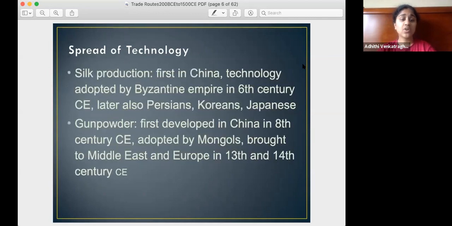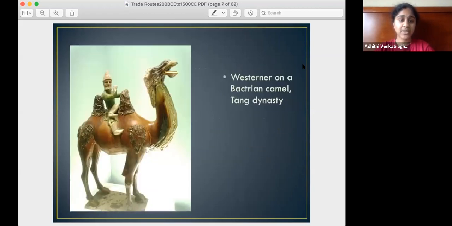The spread of technology also continued with silk production, which was first in China. The technology was then adopted by the Byzantine Empire in the 6th century CE, and later Persians, Koreans, and the Japanese. Gunpowder was first developed in China in the 8th century CE, then adopted by Mongols and brought to the Middle East and Europe in 13th and 14th century. This is a picture of a Westerner on a Bactrian camel in the Tang Dynasty. You can see all the parts of the picture.